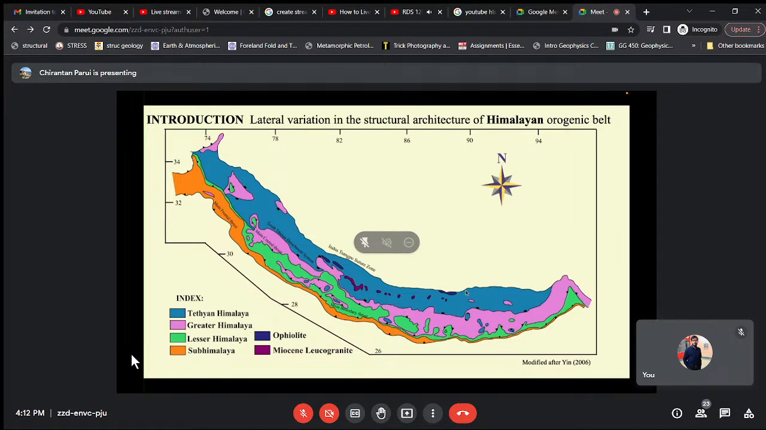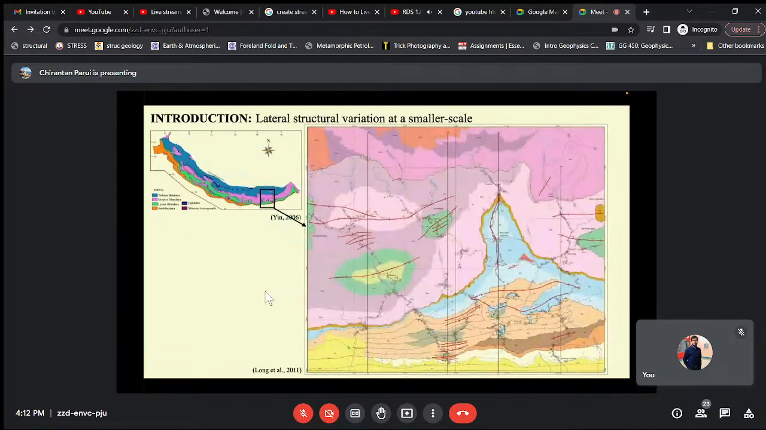The outcrops of the greater Himalayan sequence, which is marked in this pink color, are lesser in the western Himalaya, and the tectonic windows marked in this green color are more in number in the eastern Himalaya. We can also see this lateral variation at a much smaller scale.